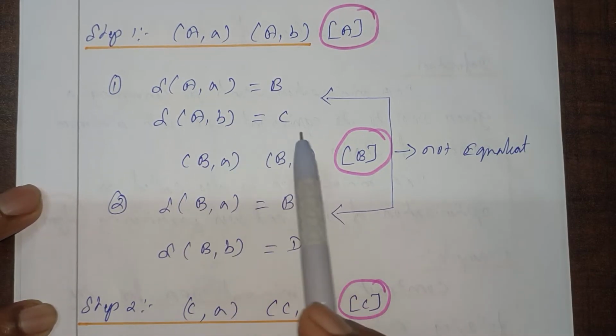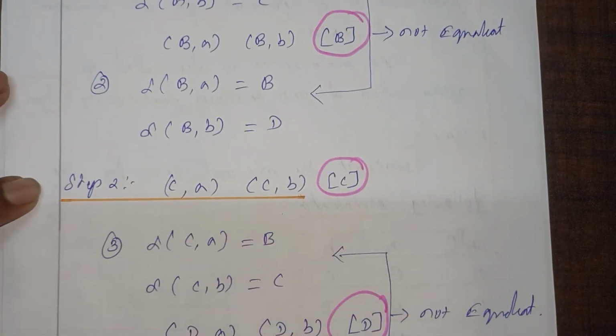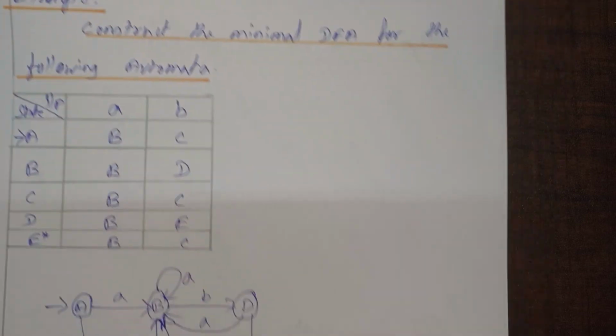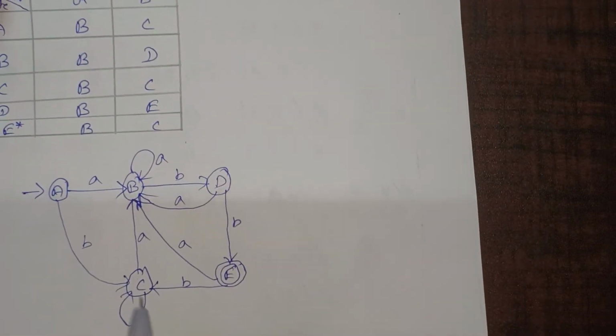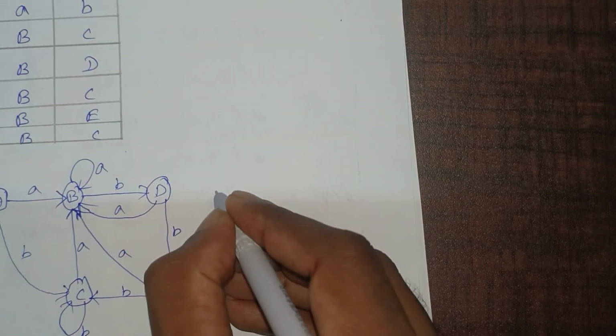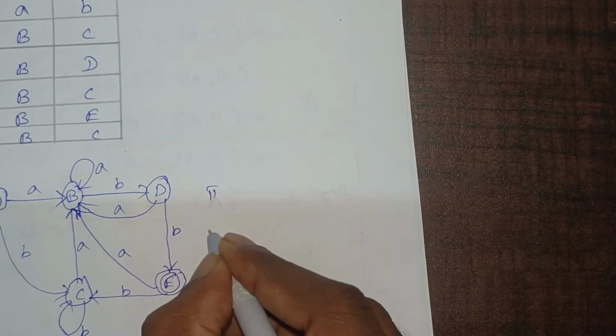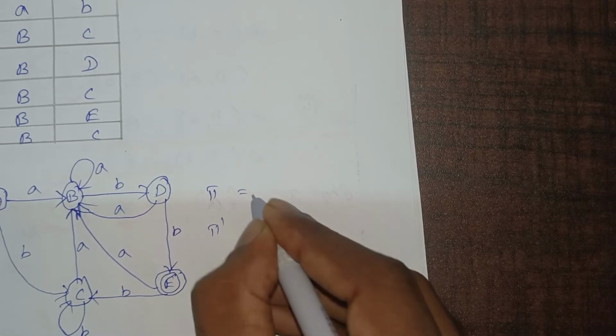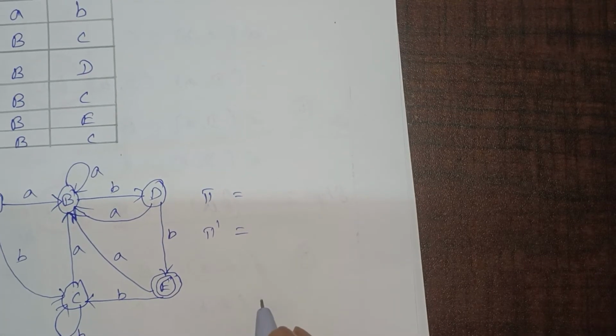So I'm going to take two different states, right? Before this, let me draw and explain this particular transition diagram. We are going to define two parts here. Number one is pi and number two is pi dash, right? Let me tell you what this pi is.